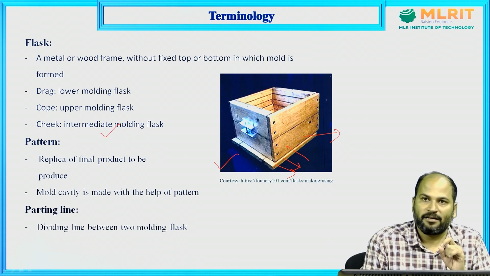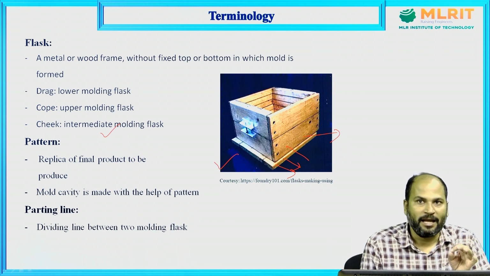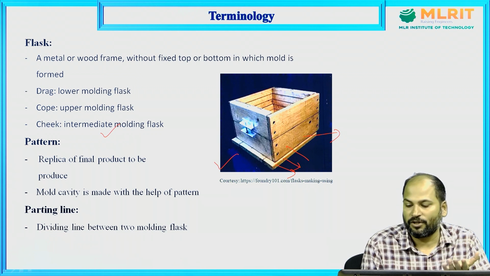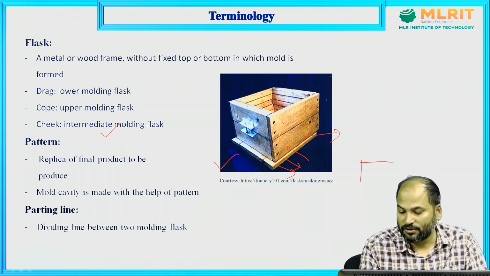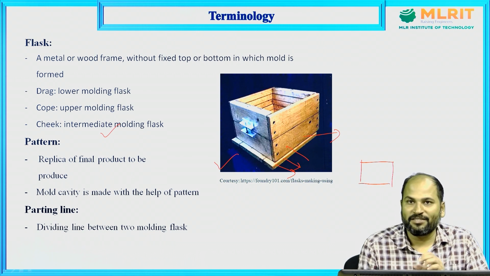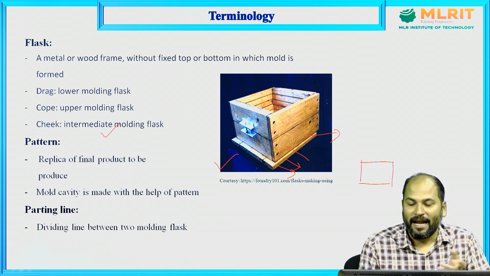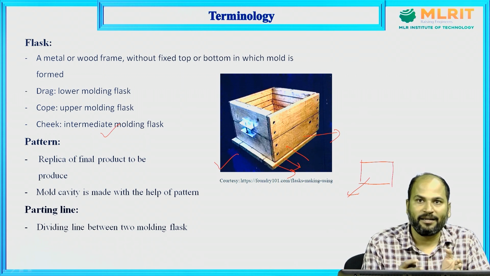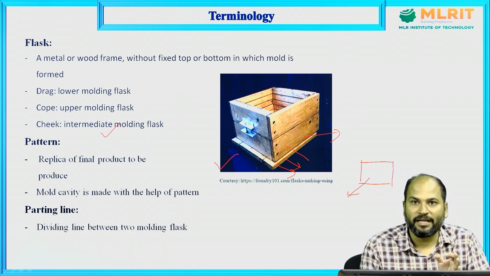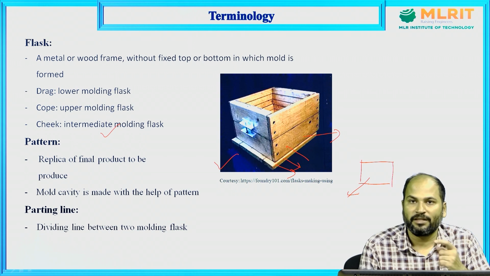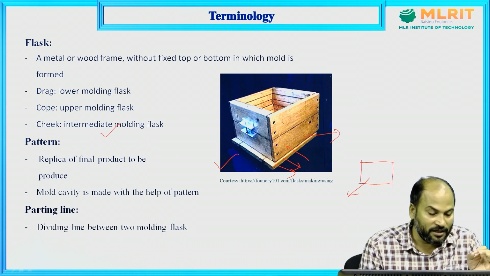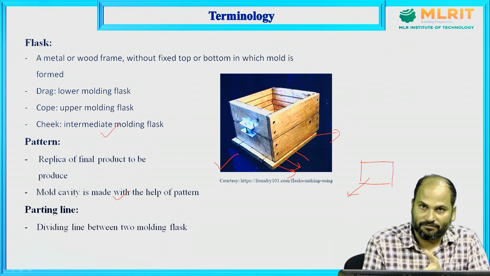Next one is the pattern. Pattern is a very important part in this, and it is called the replica of the casting that we are going to produce. For example, suppose we are going to produce this rectangular shape. Exactly the same dimension and shape pattern we need to produce. This is used to produce the mold cavity, where we are going to pour the metal and inside that it will solidify. That's why it is known as the negative of the part we are going to cast, or a replica or duplicate of the part that we are going to produce.